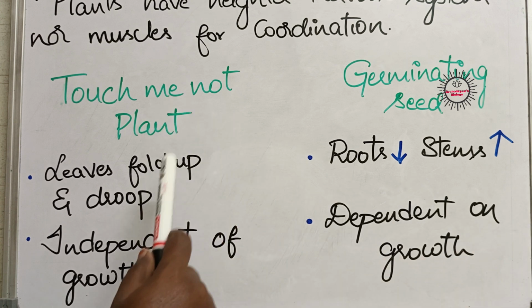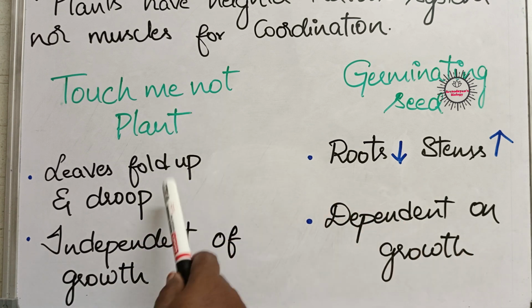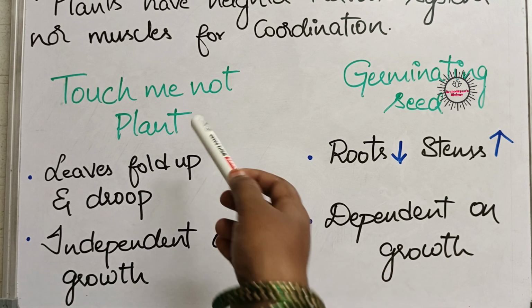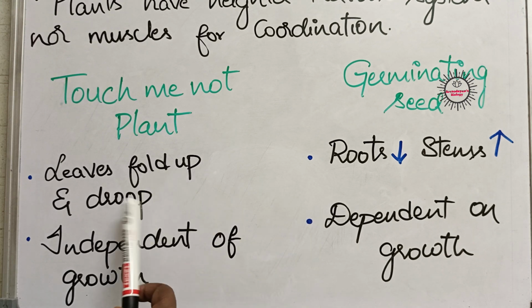Here in both these plants we can observe movements, isn't it? Here the leaves are moving, here the roots and stems are moving, but there is a difference between these two movements. In the first case, in case of touch me not plant, the movement is very quick in response to touch. Immediately when we touch the leaf, the plant responded, the leaves started folding up, isn't it?